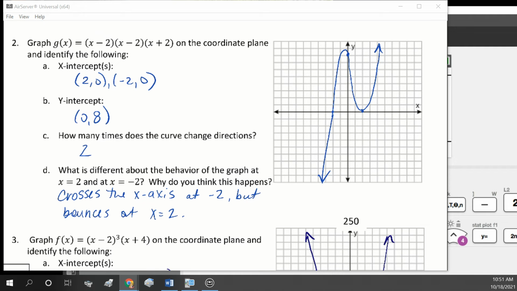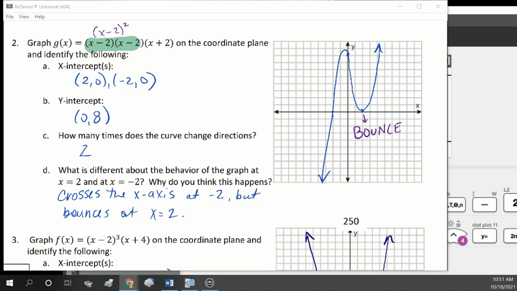It's because there's two of them. It's squared. So when there are two, it's like the quantity x minus 2 quantity squared. It kind of acts like a quadratic at the x-axis. It acts like a little parabola because it follows that same behavior. So here it's going to bounce because that factor is repeated twice.